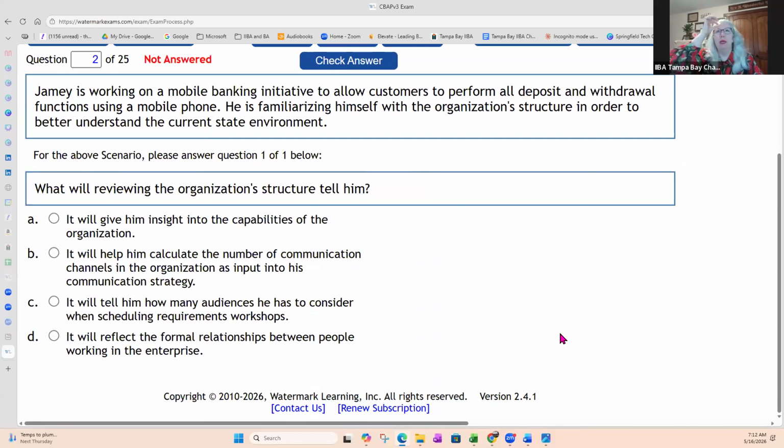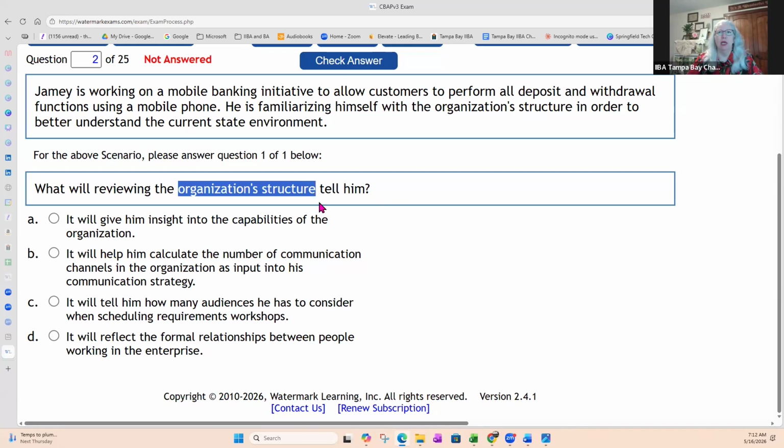Jamie is working on a mobile banking initiative to allow customers to perform all deposit and withdrawal functions using a mobile phone. He is familiarizing himself with the organization structure in order to better understand the current state environment. So we know that he is working on analyze current state. What will reviewing the organization structure tell him?